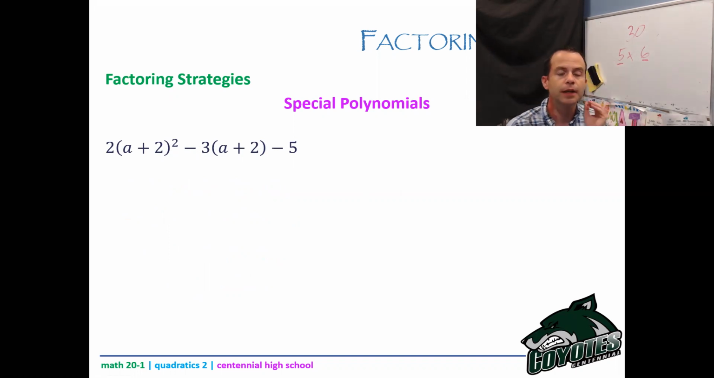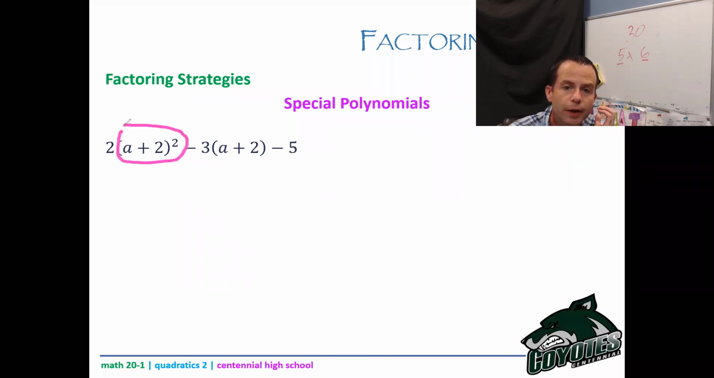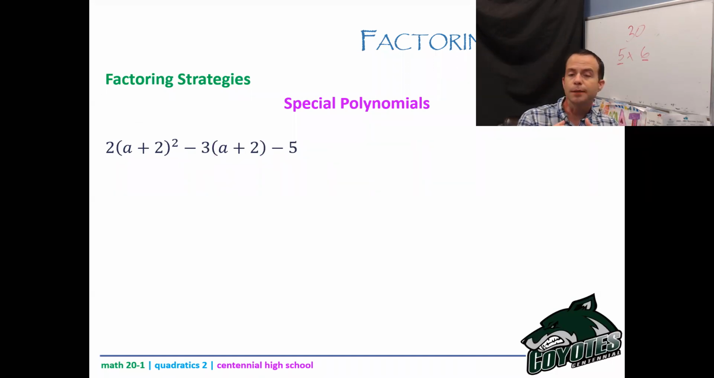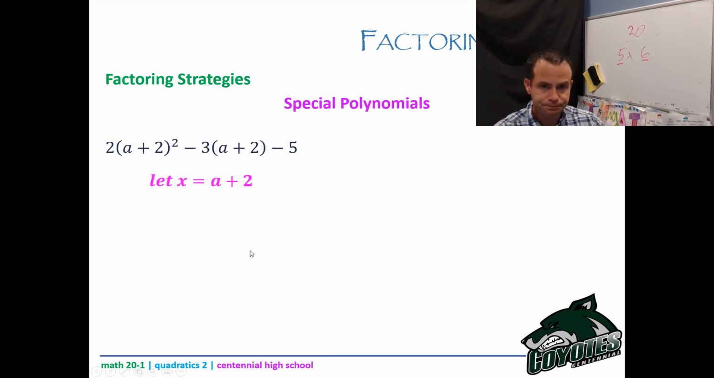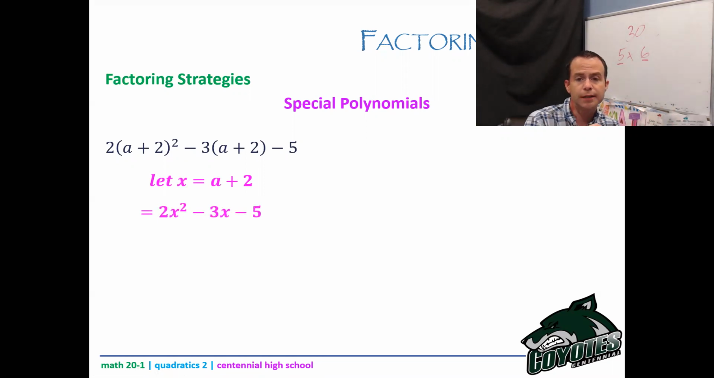This looks confusing, but what I want you to see is this is 2 times something squared minus 3 times something, but that something is the same. So often when we have questions like this, we do a quick little substitution so it doesn't look as confusing. And substitutions are great as long as you communicate in math that you're going to perform a substitution, okay? So we would be looking at this as our first statement. Let x equal a plus 2. That means every time I see an a plus 2, I'm going to change it to say x, okay? Now that would be written as 2x squared minus 3x minus 5. I just substituted the a plus 2 for x.